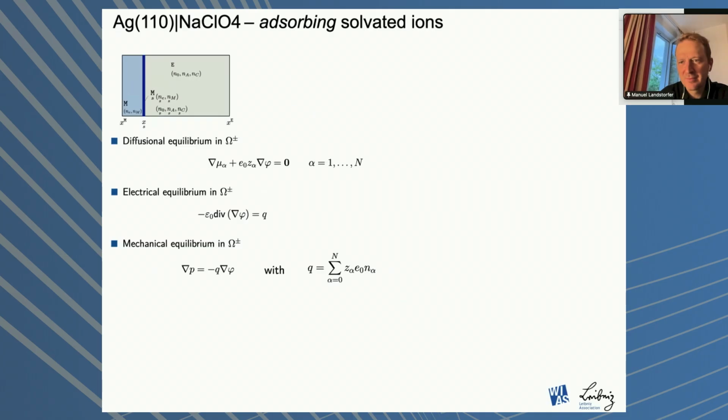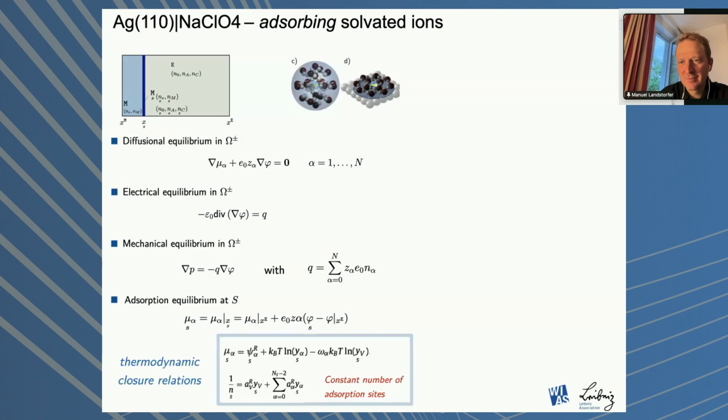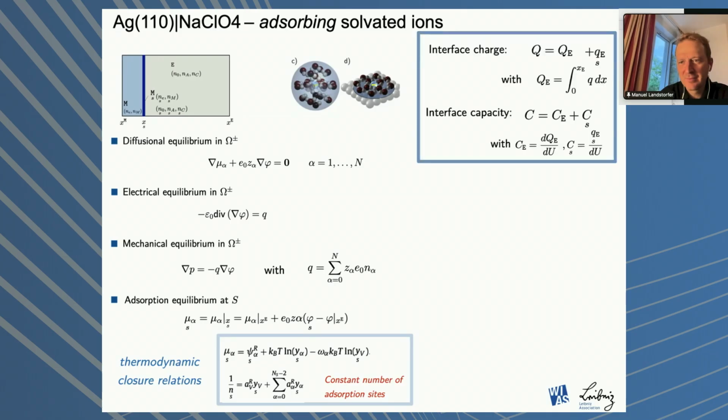Mathematically, what happens is that you have an additional condition here, the adsorption equilibrium. So the amount of species on the surface is self-consistently also determined by the applied voltage. And you have thermodynamic closure relations. So here this mu S alpha, in a Langmuir type way, is the surface chemical potential of some adsorbate on a surface which has a constant number of adsorption sites, and this omega alpha term here is the number of adsorption sites a partially solvated ion on a surface requires.